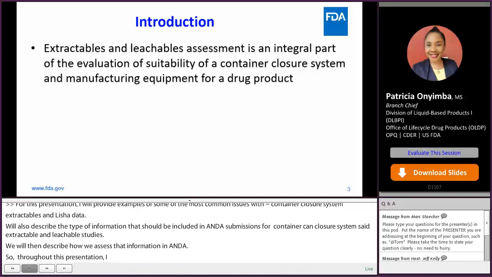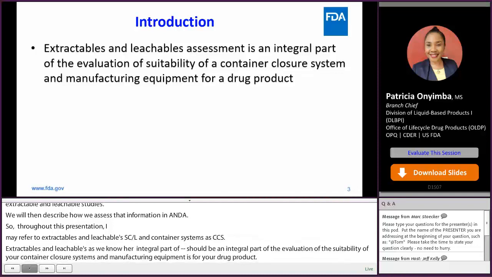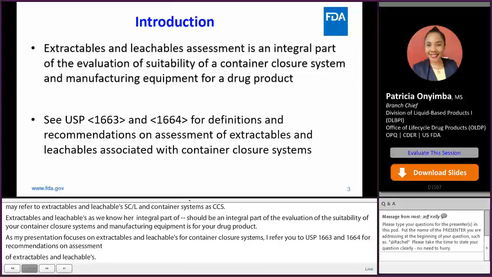Extractables and leachables, as we know, are organic and inorganic chemical entities, and assessment of these chemical entities should be an integral part of your evaluation of the suitability of your container closure systems and manufacturing equipment used for your drug product. As my presentation focuses on extractables and leachables for container closure systems, I refer you to USP 1663 and 1664 for definitions and recommendations on assessment of extractables and leachables.